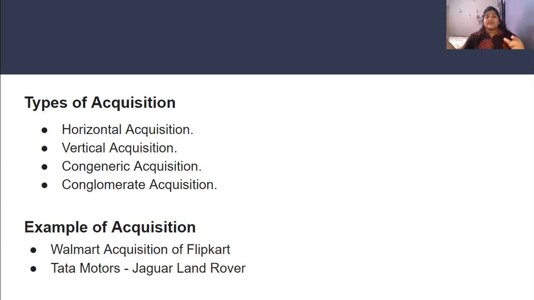In concentric acquisition, what happens? I am a company which deals with FMCG, whereas there's another company called Company B, which deals with cosmetic products. And I acquire this company so that I can expand my product line. I can also deal with FMCG and cosmetics. So I have two different product lines which I'm dealing with. That is concentric acquisition.